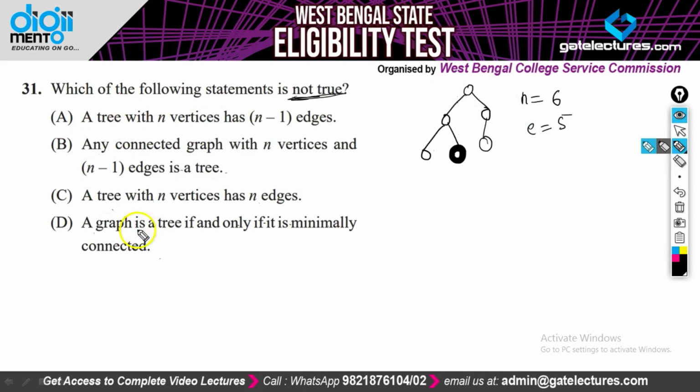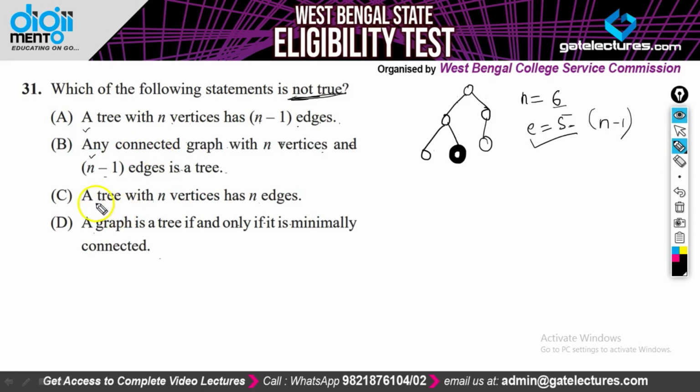Now let's come to our options and see whether they verify this or not. Okay, a tree with n vertices has n minus 1 edges. Yes, it is true. We have just seen if there are 6 vertices, then we have n minus 1 edges. So option A is right. Now any connected graph with n vertices and n minus 1 edges is a tree, right? We have just seen. So option B is also right.